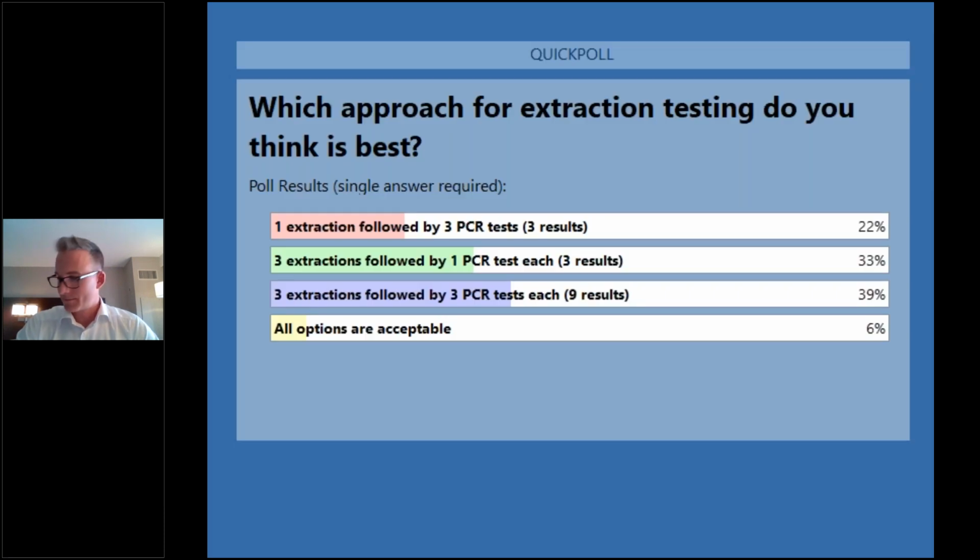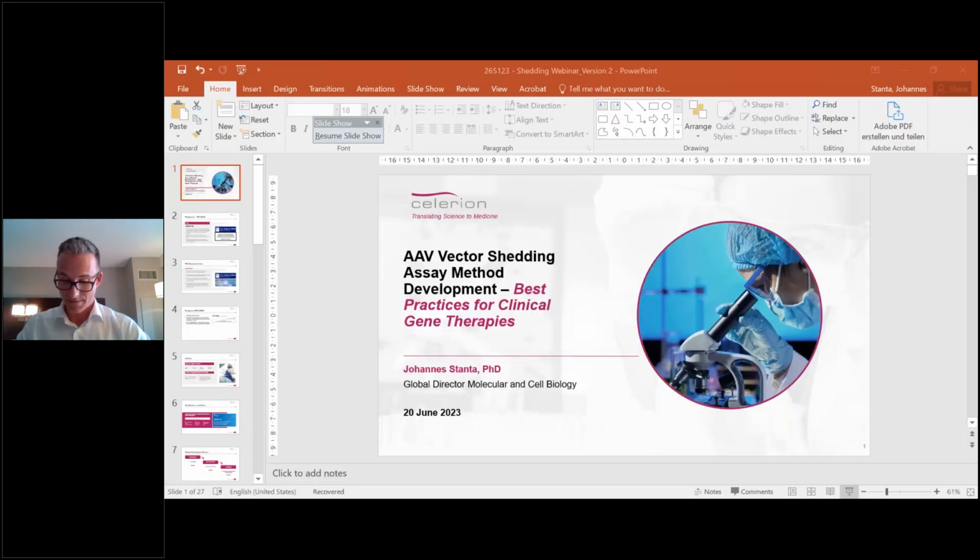So we have 22% for 1 extraction followed by 3 PCR tests, 33% for 3 extractions followed by 1 PCR test, 39% for 3 extractions followed by 3 PCR tests, and then 6% for all options are acceptable. Excellent. Wow, that's great to hear. So I think I need to go back to the screen.